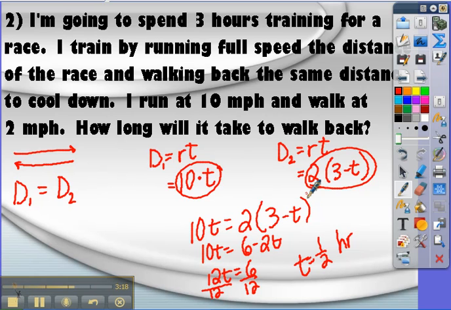The question actually asked, though, how long will it take to walk back? Well, that's over here, and so that's going to be 3 minus 1/2. So my official answer on this is that I spent 2 1/2 hours walking.